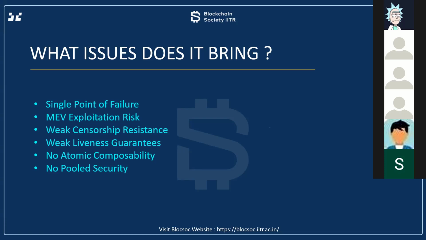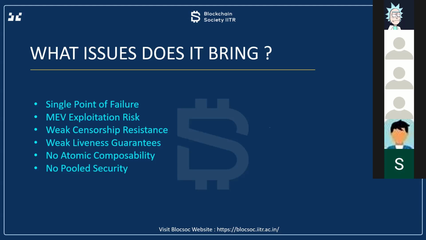There is also weak censorship resistance. The sequencer can block the transaction. It cannot indefinitely block the transactions; sometime in the future, it will have to include the transaction. It can't block it permanently, but it can delay the transaction for a really long time, which is an issue in itself. And so, weak liveness guarantee.